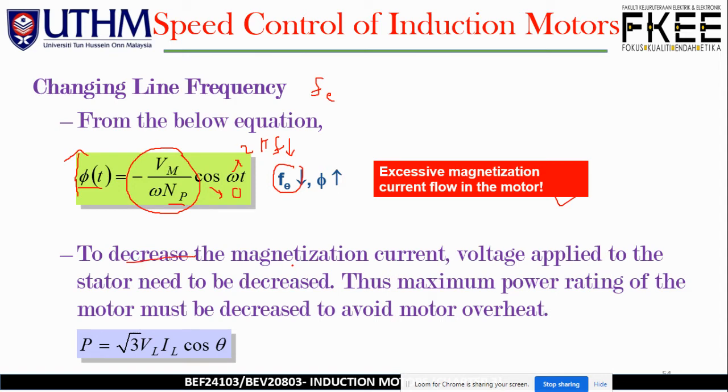So to decrease the magnetization current, the voltage applied to the stator needs to be decreased. This is another technique to decrease the magnetization current: we try to decrease the voltage applied to the stator. Therefore, the maximum power rating of the motor must be decreased to avoid motor overheating. This is the relationship: P equals square root of 3 V_L I_L cos theta.